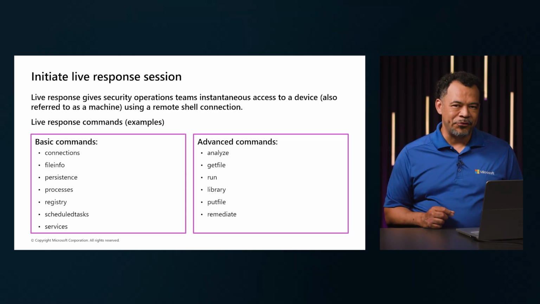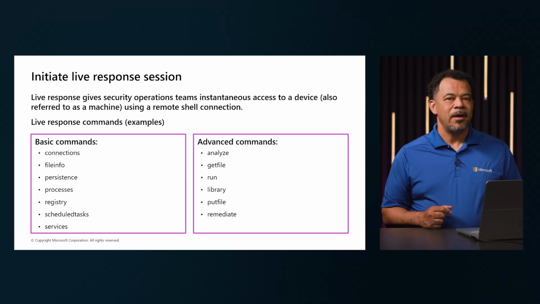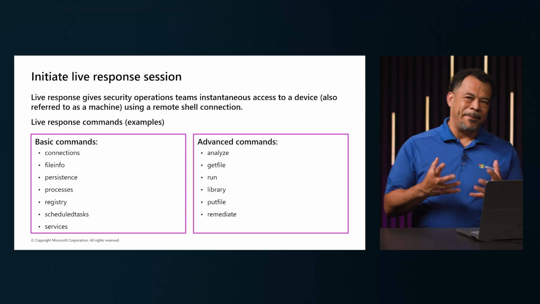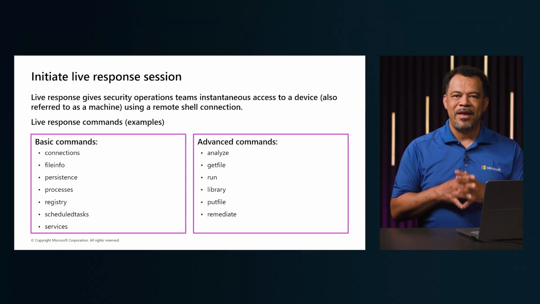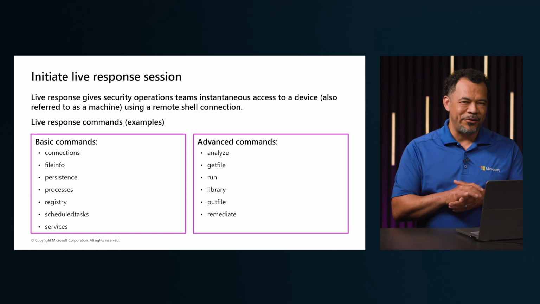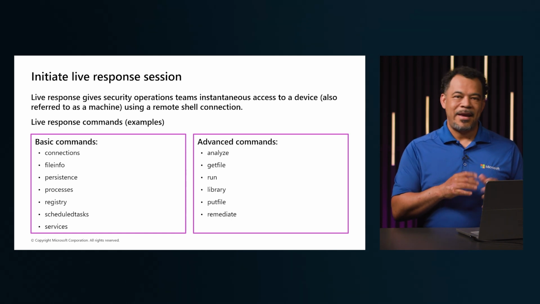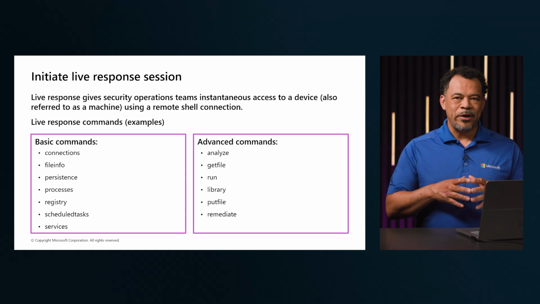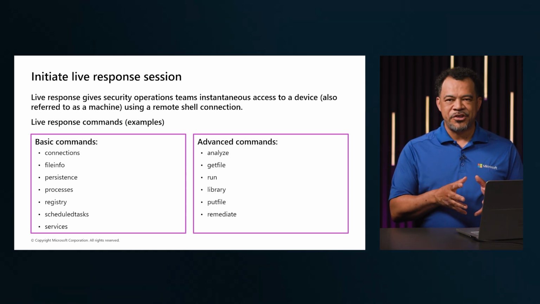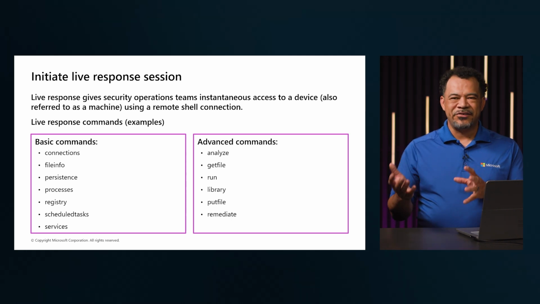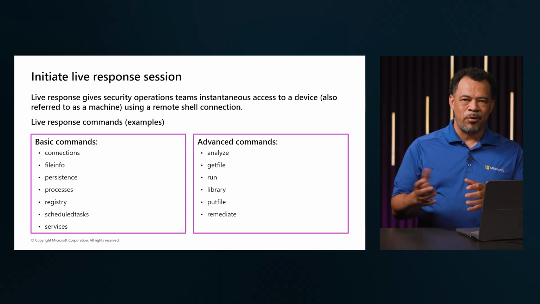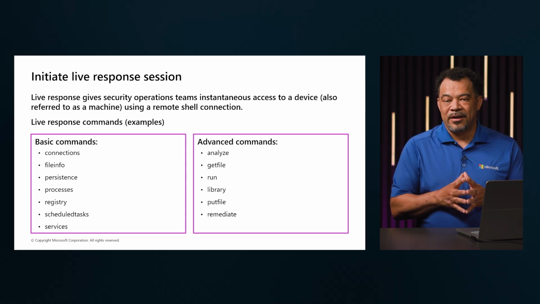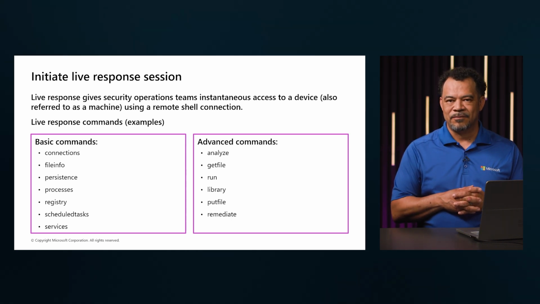When we need to take a closer look at a device in real time, Live Response gives us a secure, remote command line interface directly into that machine. Let's break it down into two levels. You have basic and you have advanced. With basic Live Response, we can run built-in commands to gather information, things like listing running processes, checking network connections, or pulling event logs. It's great for quick diagnostics and low-impact investigations.